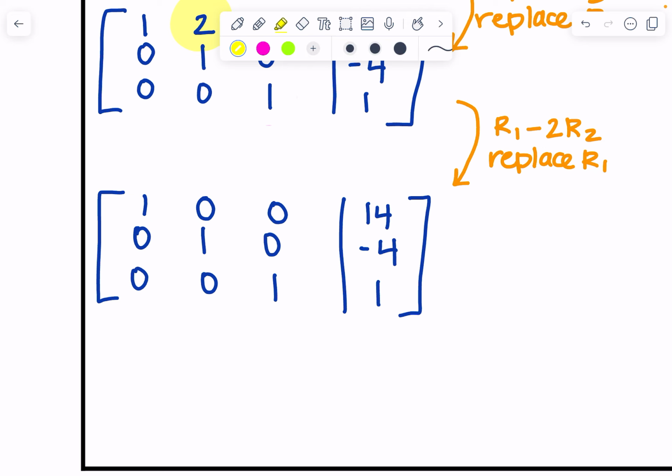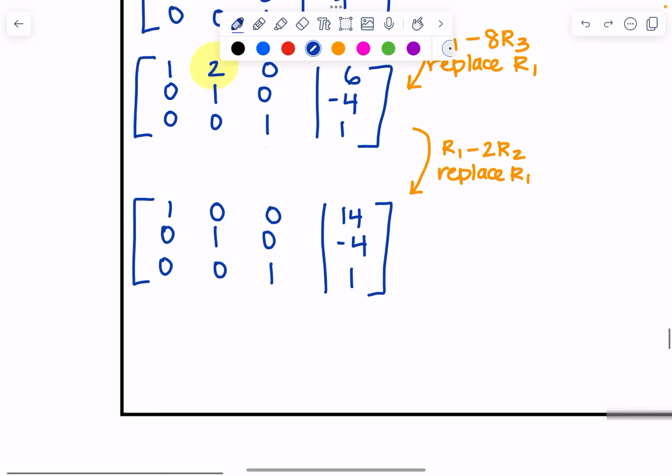Okay, so I have ones in the diagonal. I have zeros in both corners. So this is reduced row echelon form.